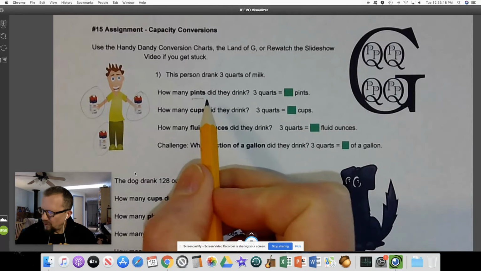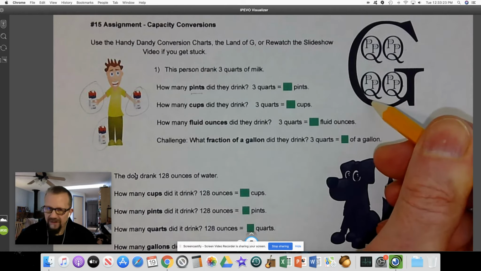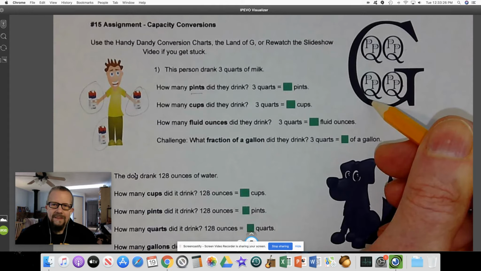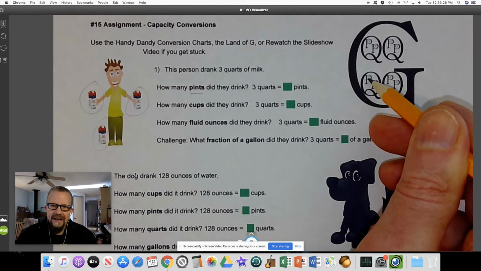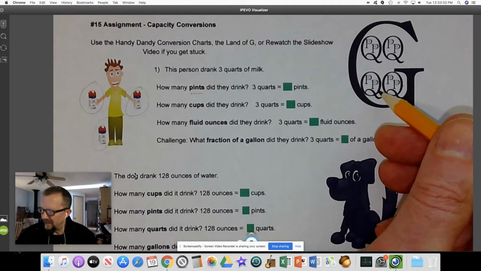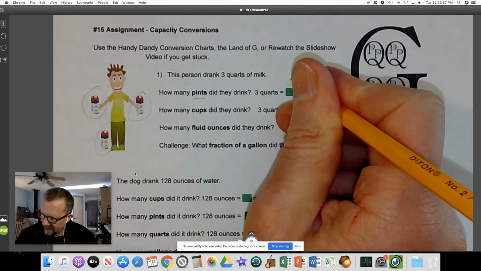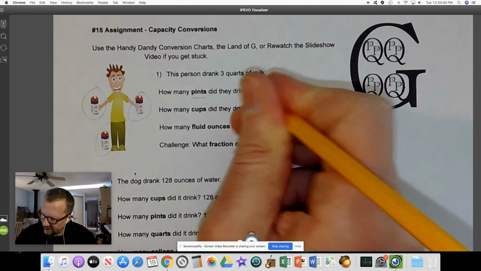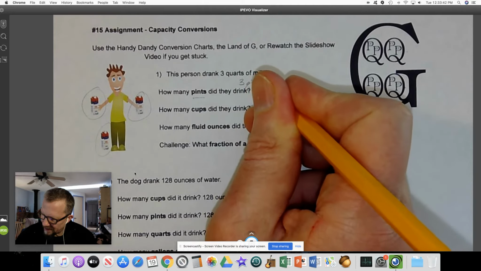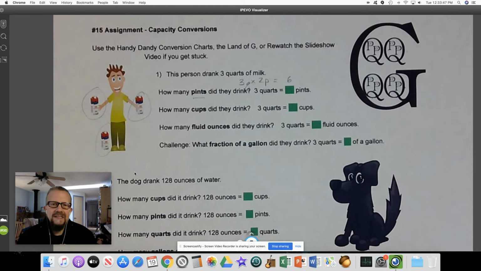So he's got 3 quarts. Over here in my Gallon Man, I've got quarts. So we're talking 1, 2, 3 quarts. These 3 quarts, those are Q's, right? And the pints, there are 2 pints in every quart. So we can actually just count the pints over here. There's 1, 2, 3, 4, 5, 6 pints. And we could also think of this as 3 quarts times 2 pints per quart equals a total of 6 pints.